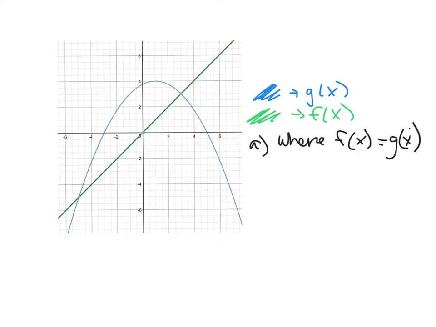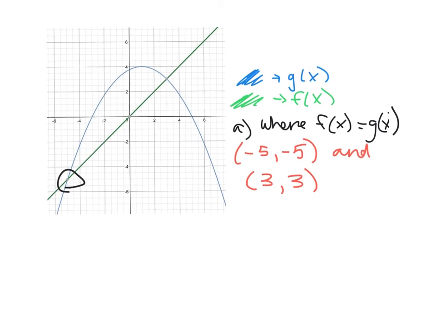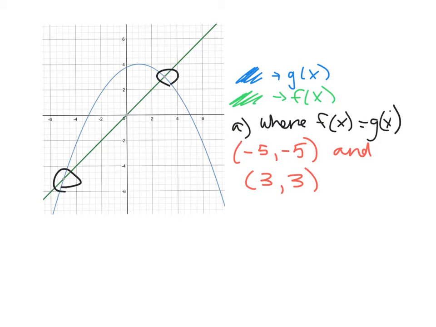So that point number 1, right there, we can write that as our coordinate x value, -5, and our y value of -5 as well. So that's our first point. And they are also equal at an x value of 3 and a y value of 3 as well. So that's our first example. Now, that's that other point right there.